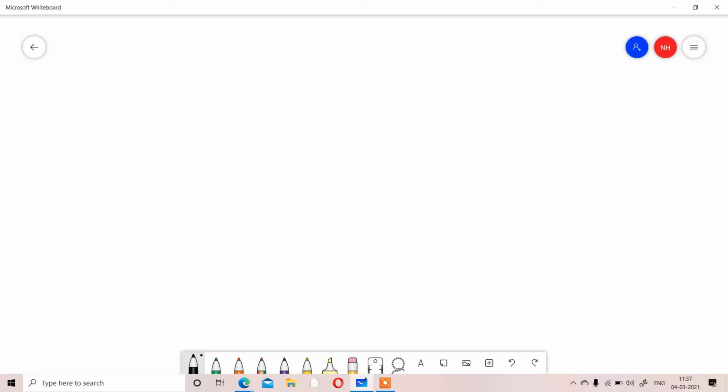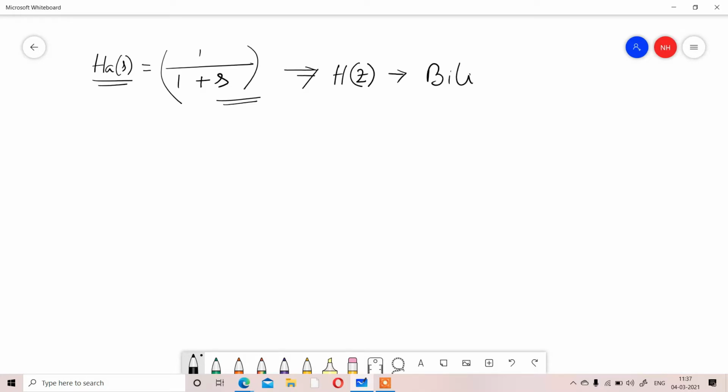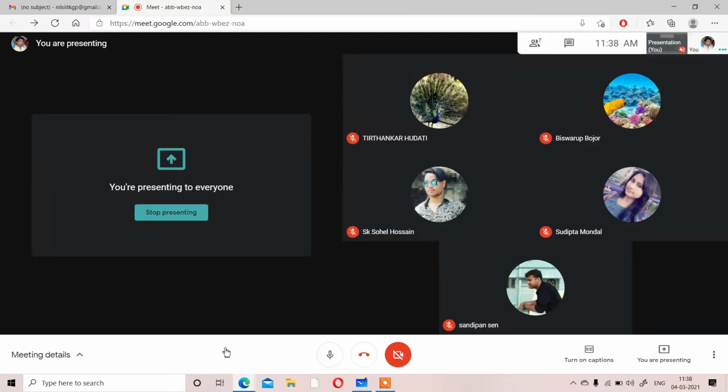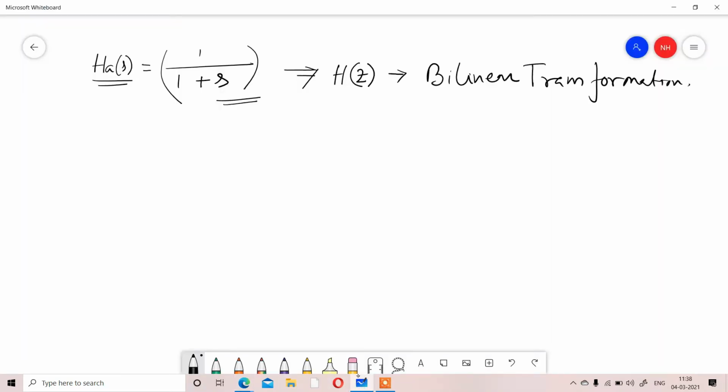So in the last class, what we have seen is that if we are able to design a transfer function in the analog domain, then we can convert that transfer function into the equivalent digital transfer function, or the transfer function in the digital domain, by using the bilinear transformation. Okay, that we have seen in the last class.